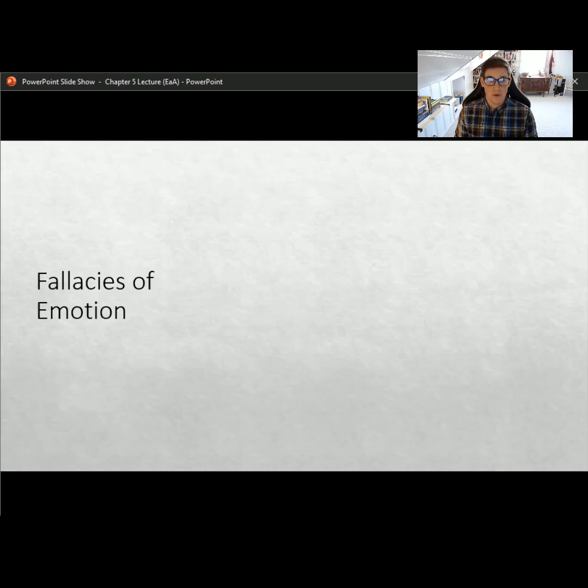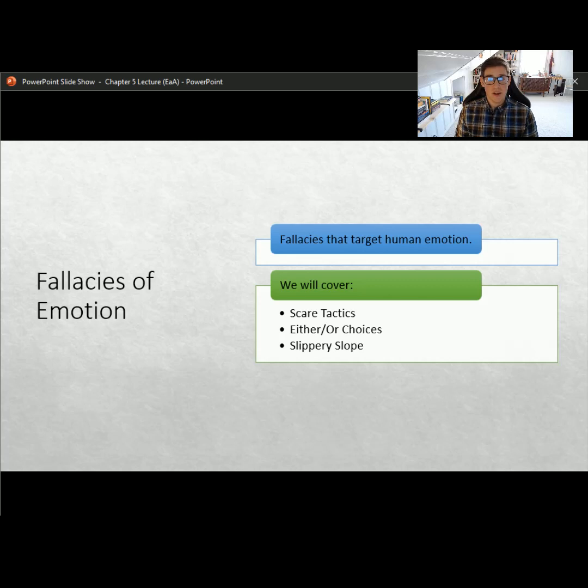So first up are fallacies of emotion. These are fallacies that work to target human emotion. Pretty simple. They can be fear, they can be anger, they can be stress, they can be happiness. They can be a variety of different things, but typically they're going to focus on fear, on getting your audience, on getting somebody afraid of potential ramifications or effects. We will go over three different types of fallacies of emotion. They're called scare tactics, either-or choices, and slippery slope.